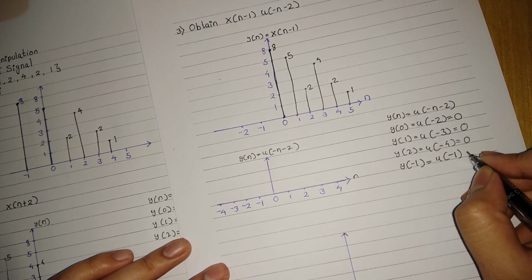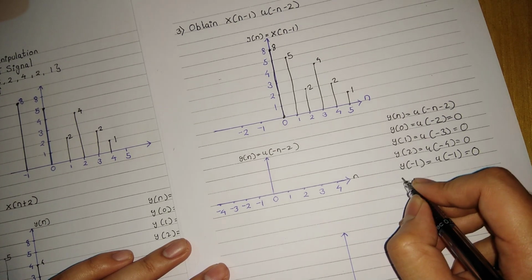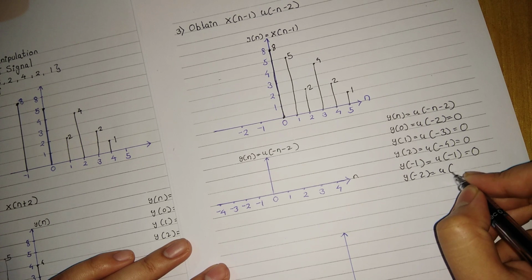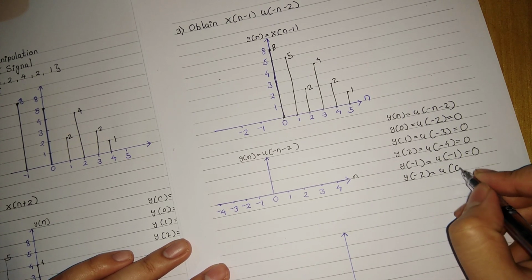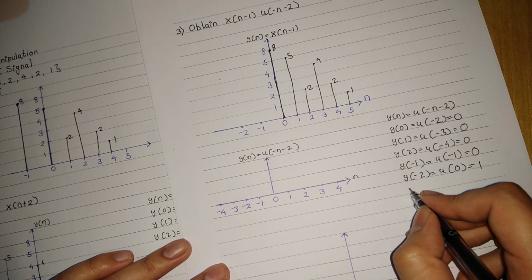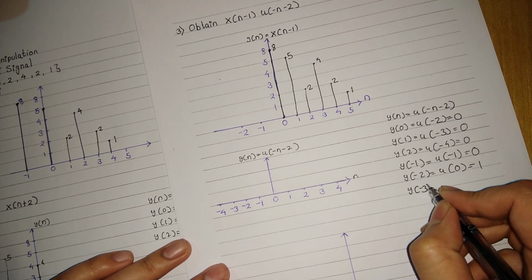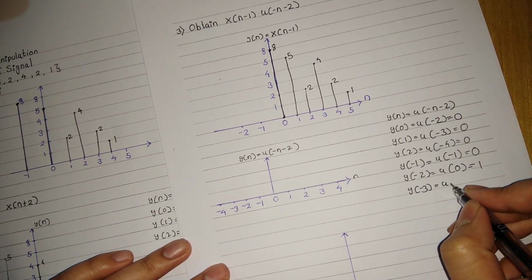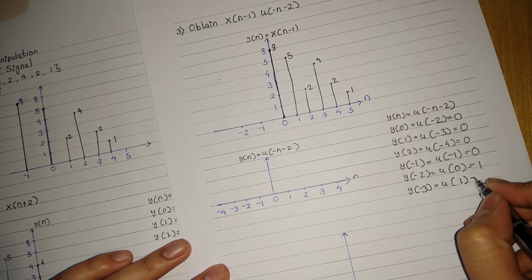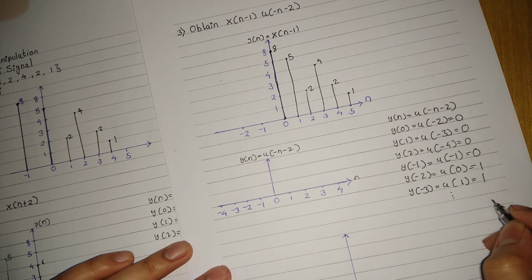So u of minus 1 is also 0. Then u of minus 2 is equal to u of 2 minus 2, which is 0, and u of 0 is equal to 1. Then y of minus 3 is equal to u of minus 3 plus 3 minus 2, which will be 1. So similarly ahead we will be getting 1.